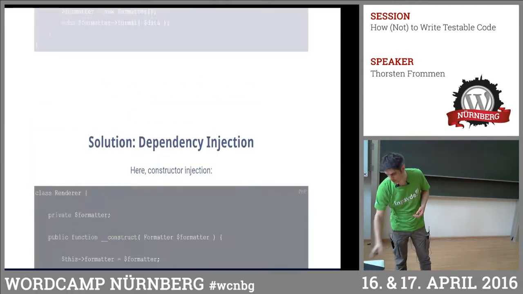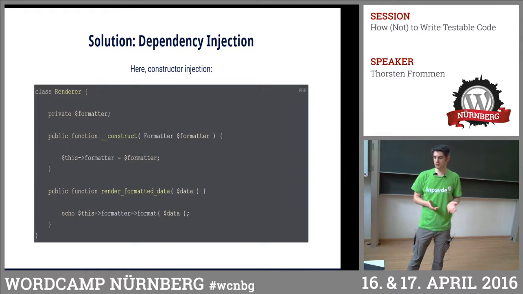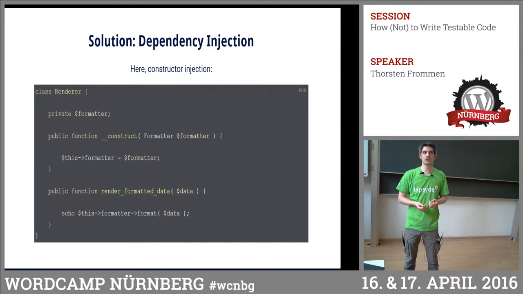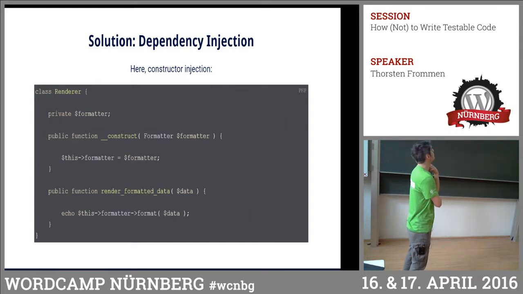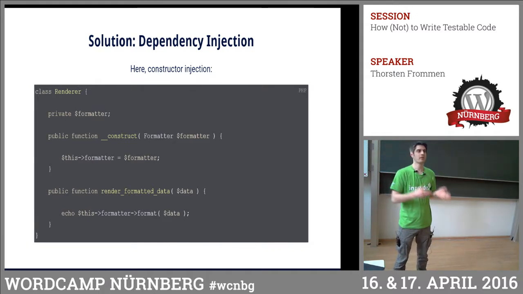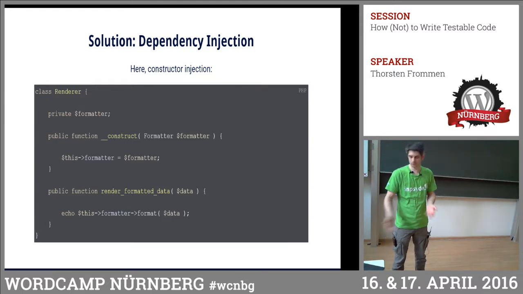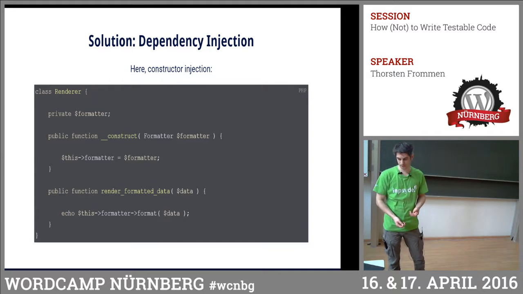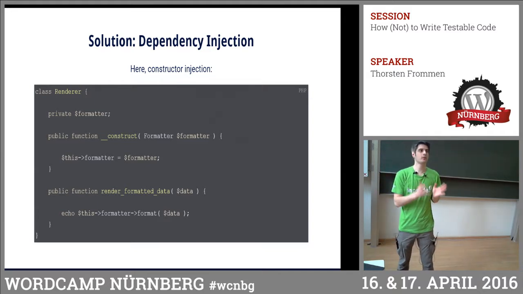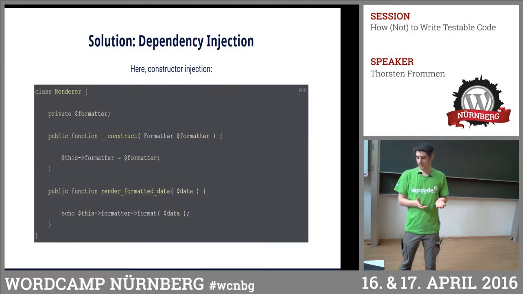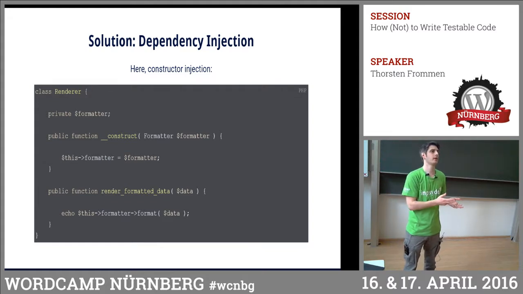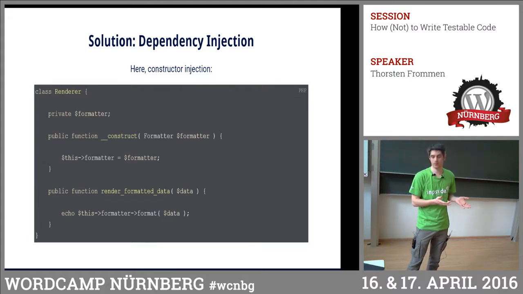The easier solution here is to use dependency injection. The example here shows constructor injection. The advantage is my constructor method is expecting a formatter object, and I can mock that, which just has some method format that echoes maybe format or something like that. In my actual code, I create a formatter object, I create a renderer object, pass the formatter object into that, and in the tests I'm passing a mock object there.